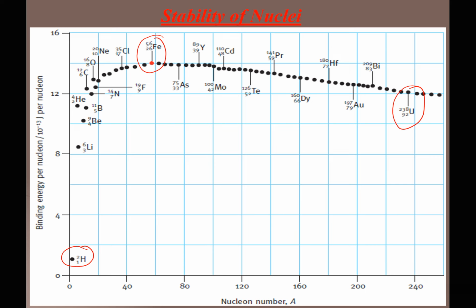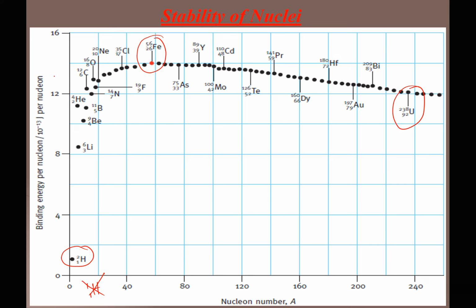So we notice that at the bottom of the graph, a graph of binding energy per nucleon against nucleon number, we have deuterium H-2-1. Note that we are not seeing H-1-1. There's a reason as to why H-1-1 is not on this graph. And we notice that iron 56-26 is at the peak, at the highest point on this graph, which means iron 56-26 has the highest binding energy per nucleon, which is in most cases one of the most stable nuclei.